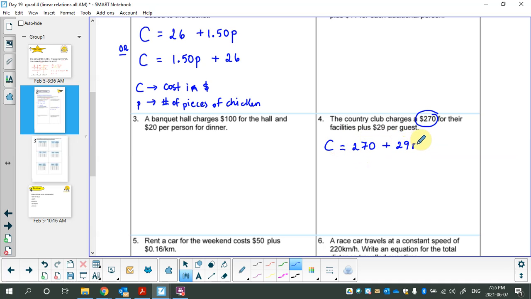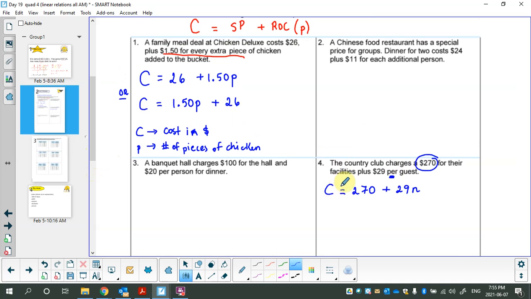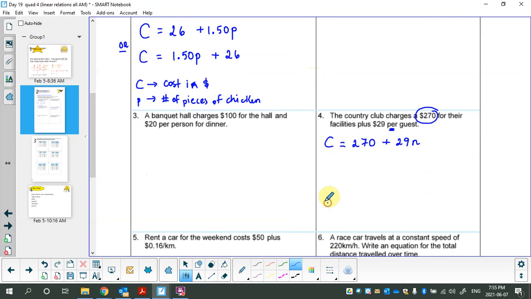And you can put an N here for number of guests. You could put a G here for guests. But notice how this says per. That's your rate of change. So if I go back up to my little blurb, it's C equals, or whatever letter you choose, equals the starting point, $270, plus the $29 per guest. There's your rate of change. And you can use whatever letters you want, as long as you tell your reader what it is. So C is cost in dollars, and N is number of guests.